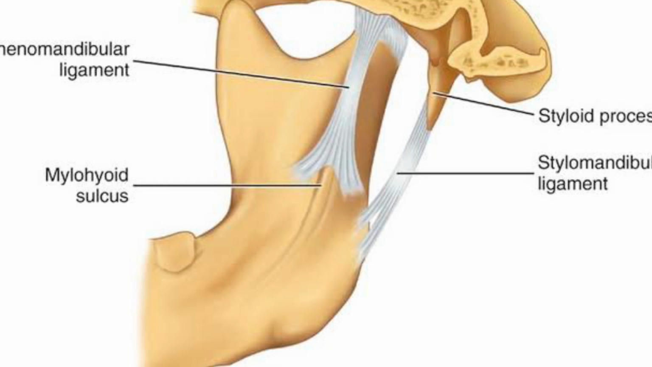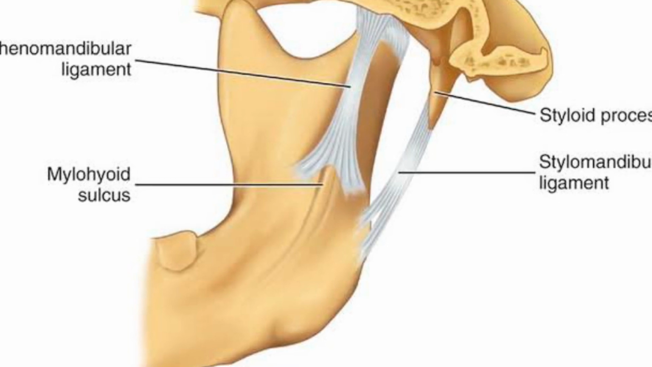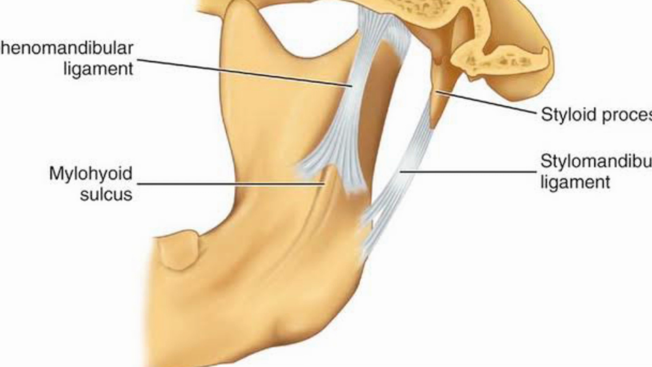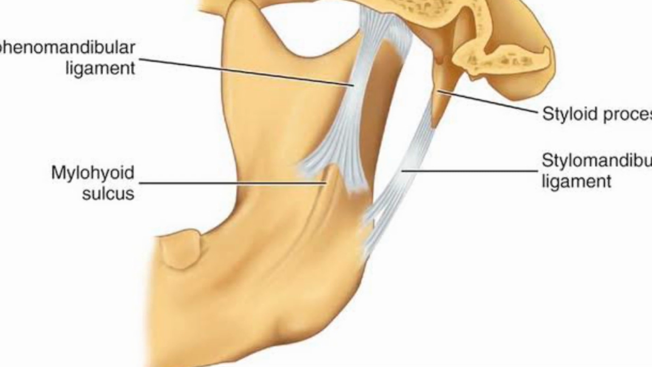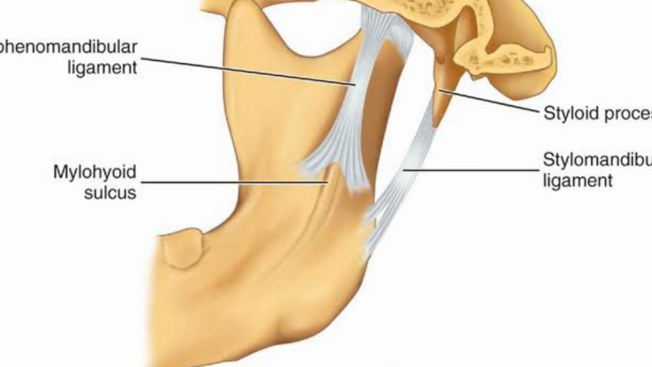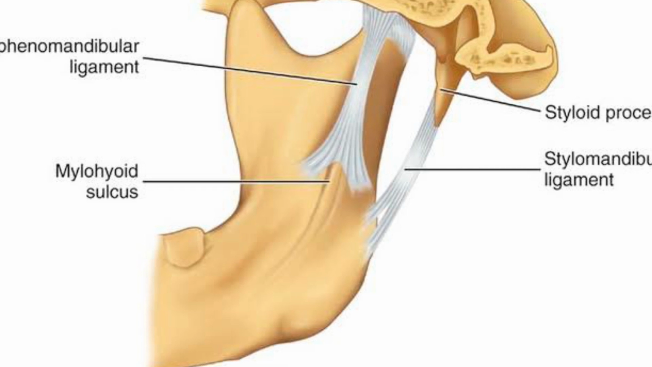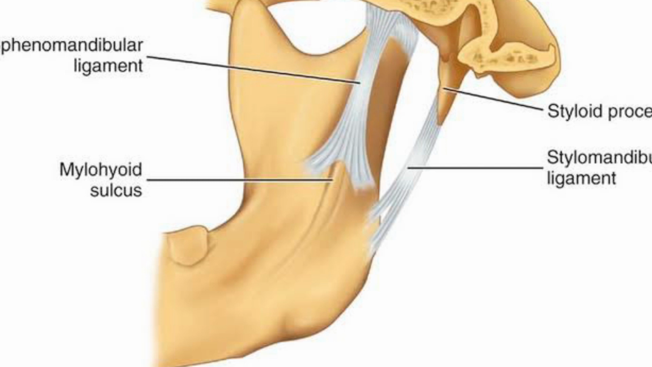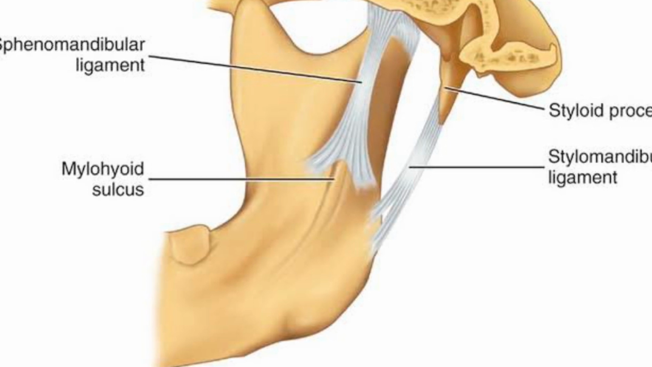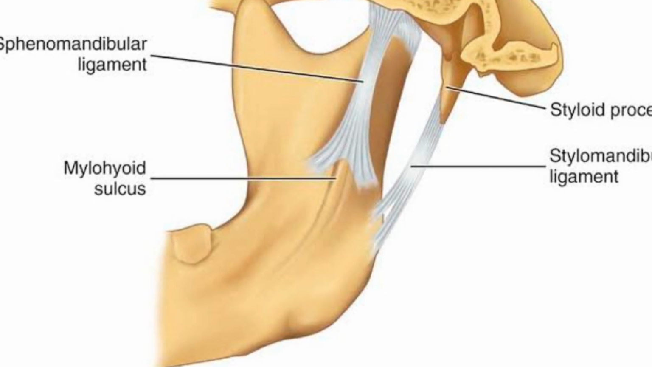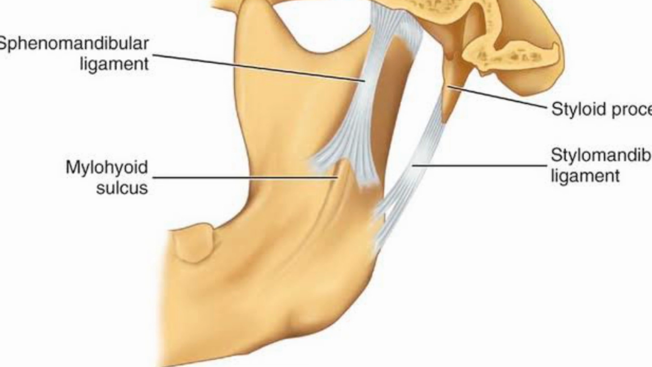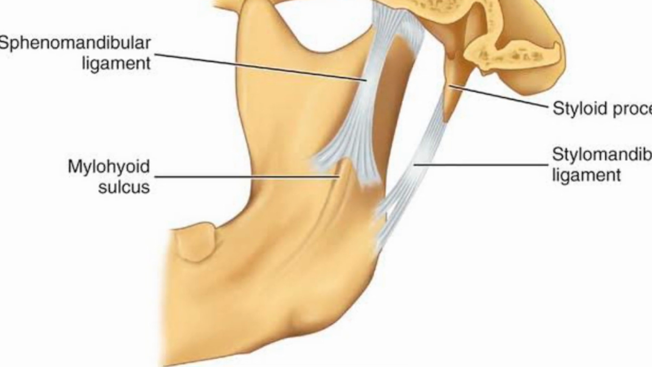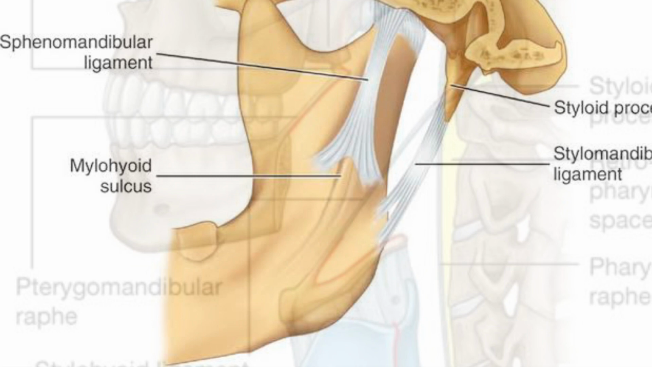It is a derivative of the thickened part of the deep cervical fascia, and it attaches from the lateral surface of the styloid process to the angle of the mandible at the posterior border of the ramus, and it separates the parotid gland from the mandibular gland. So this ligament separates the parotid from the mandibular gland.